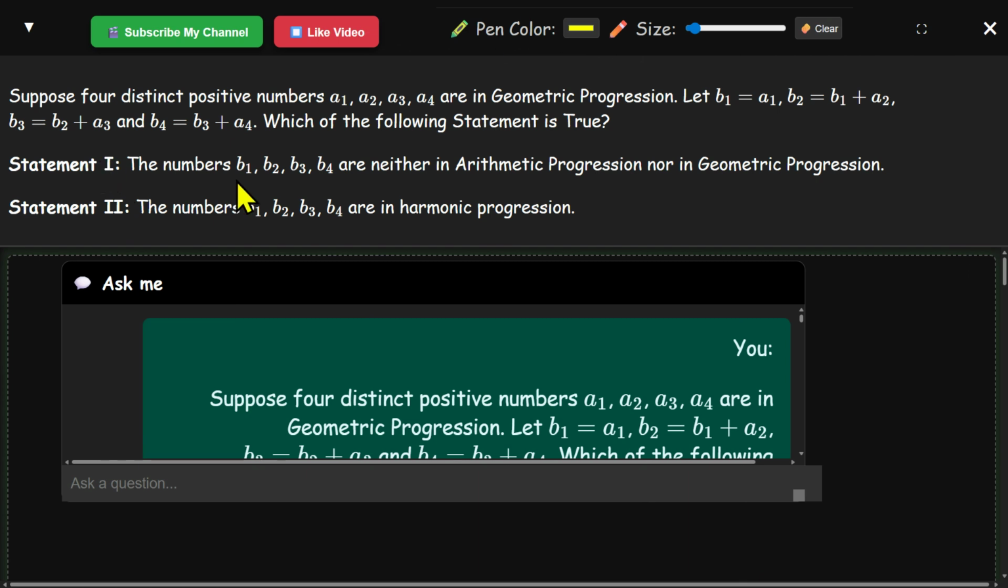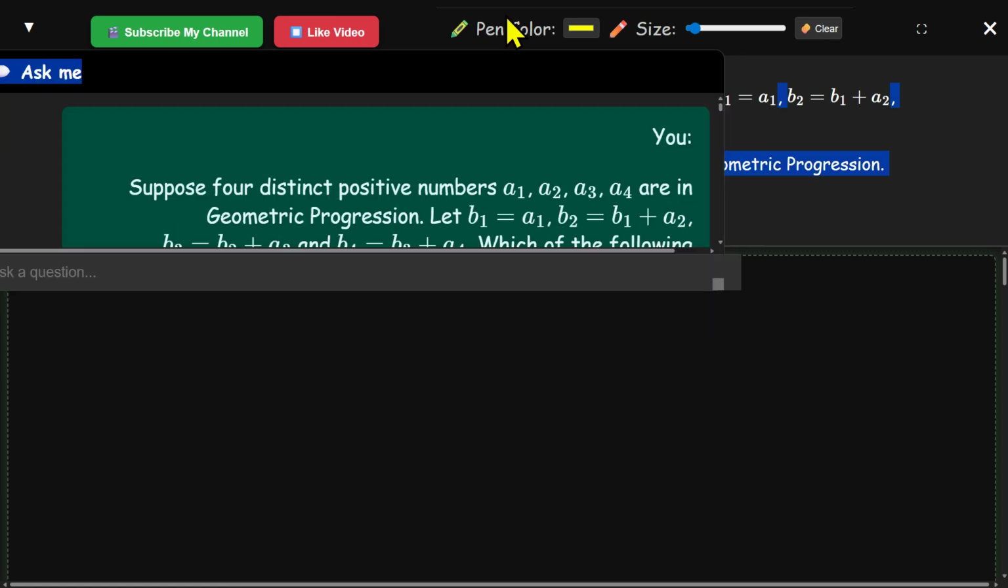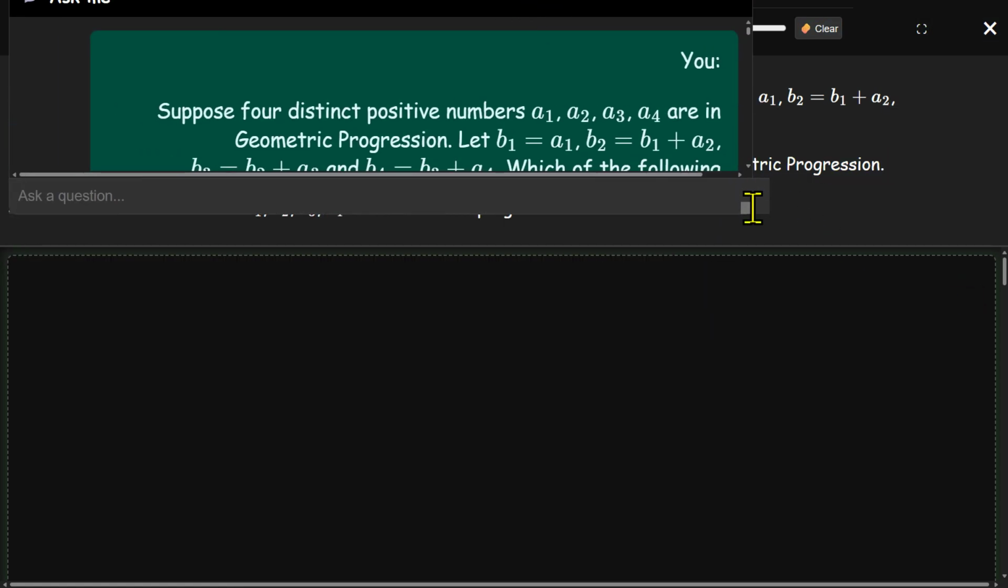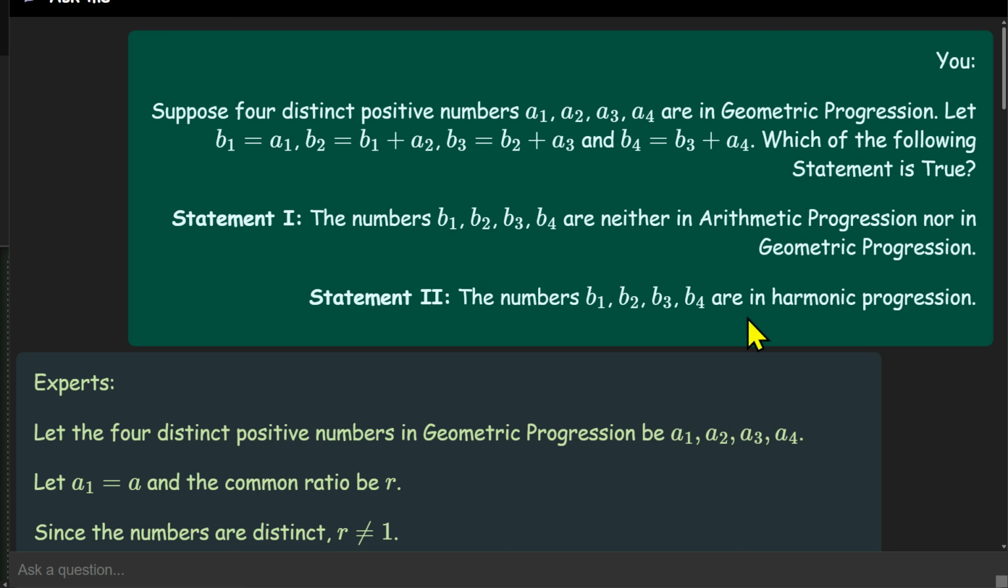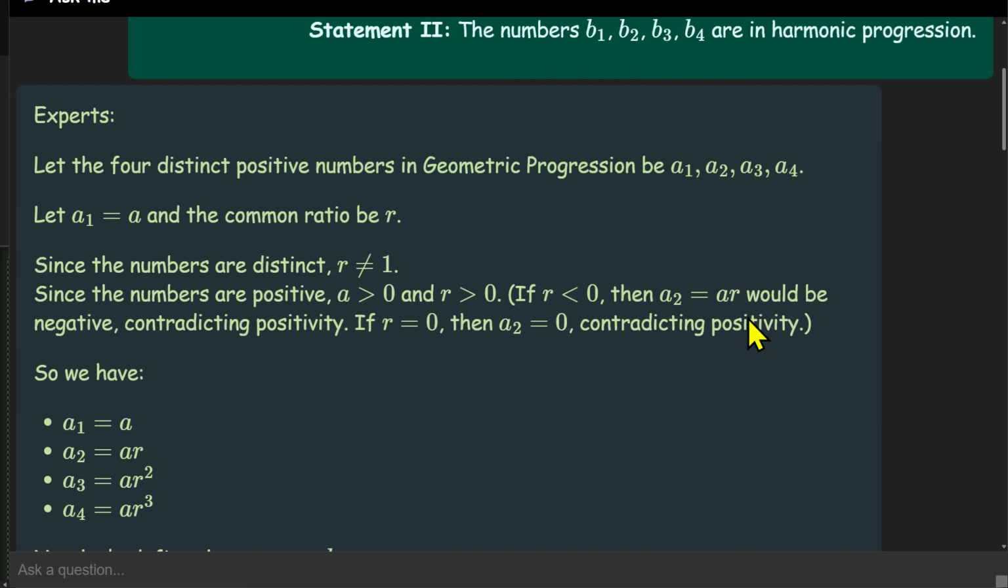Statement 1. The numbers b1, b2, b3, b4 are neither in arithmetic progression nor in a geometric progression. Statement 2. The numbers b1, b2, b3, b4 are in a harmonic progression. Okay. Which of the following statements is true? This is what is asked here. Now look, read this example once again. Okay, statement 1 and statement 2, what has been given.